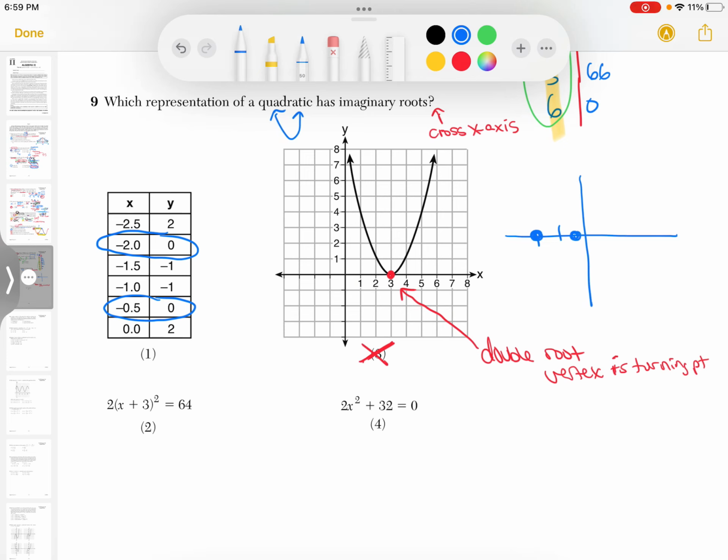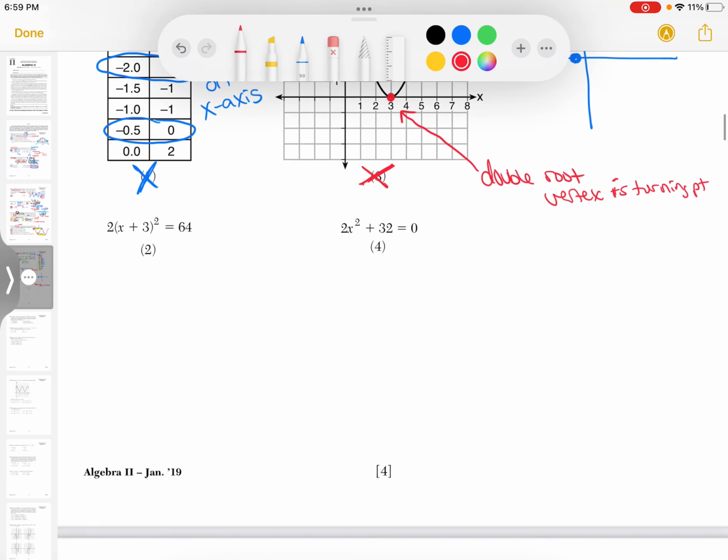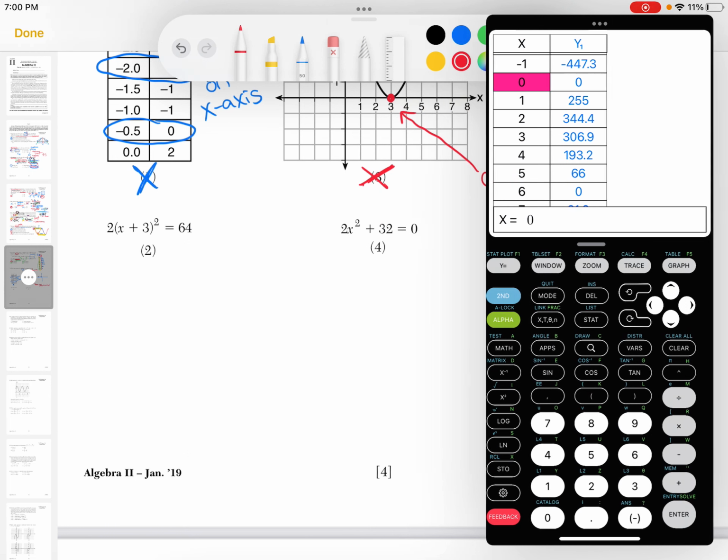If I plot those points, negative 2, 0 is right there on the x-axis, and negative 0.50 is also on the x-axis. Anytime y is equal to 0, you will be on the x-axis because you're not going up or down at all. So this one has 2 real roots. That one's out. Okay, the next two, I want to see what the graphs of them look like.